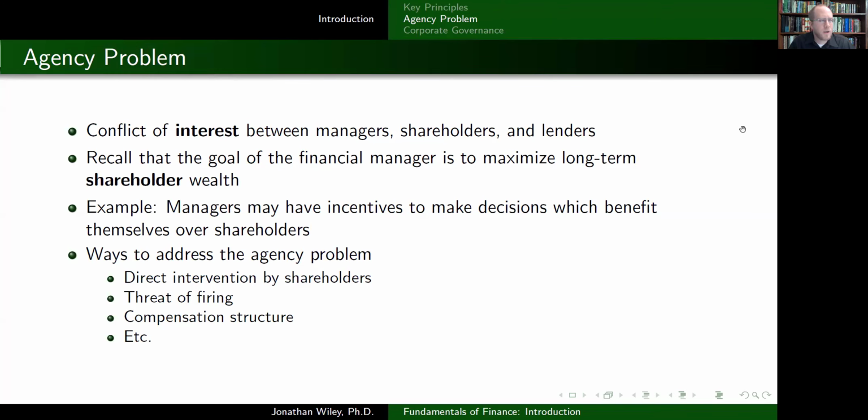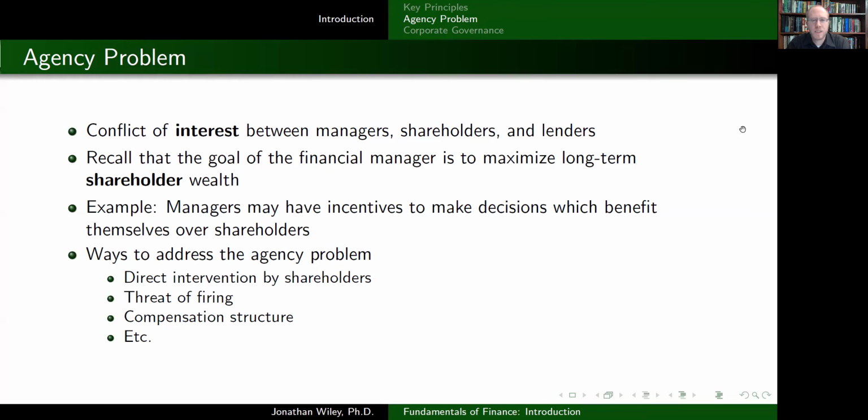Okay, so in this video, I'm going to talk a bit about the agency problem. The agency problem is the conflict of interest between managers, shareholders, and lenders. Notice that it is a conflict of interest. This doesn't necessarily mean that they come into direct opposition with each other in an open sense, but it can mean that what the manager wants to do and what the shareholders want to do can be different and pointing in different directions.